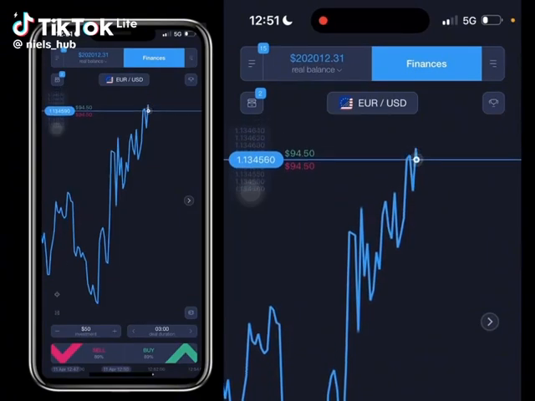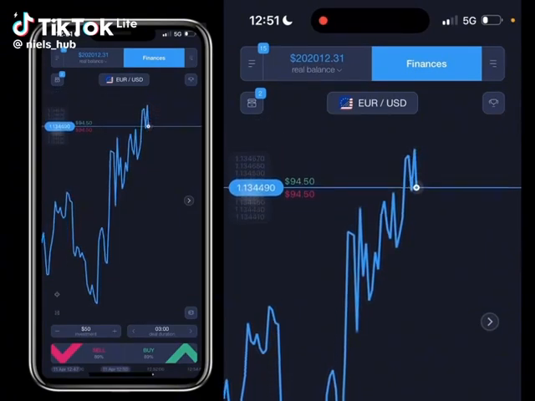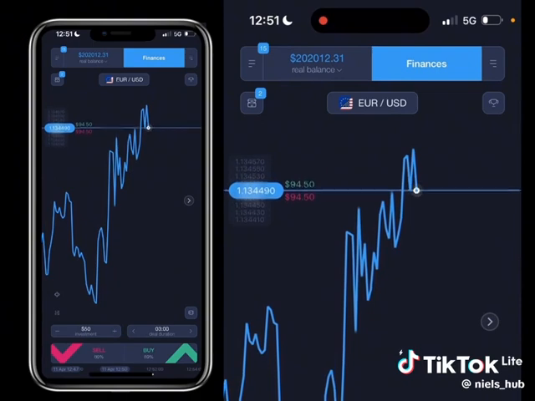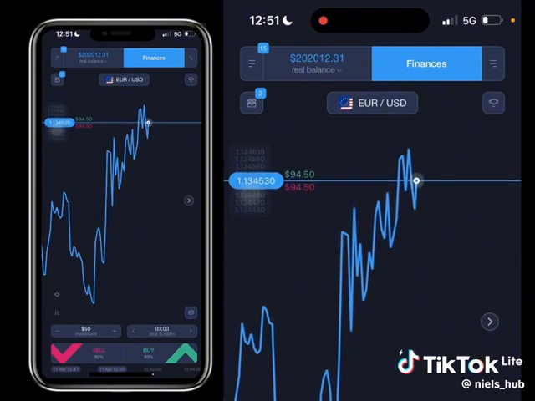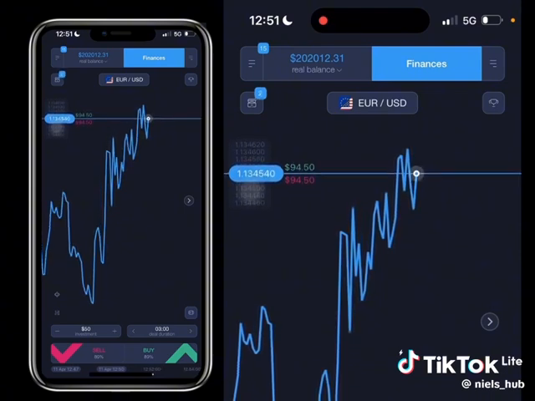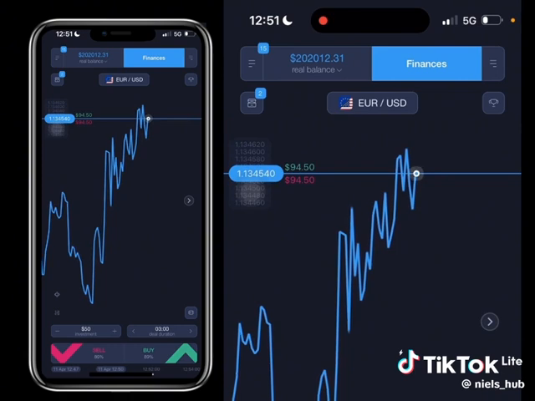This is a complete tutorial on how you can trade Expert Option using your mobile device. I notice a lot of you trade Expert Option using your mobile phone, which is why I am making this video to teach you how you can navigate completely around it.